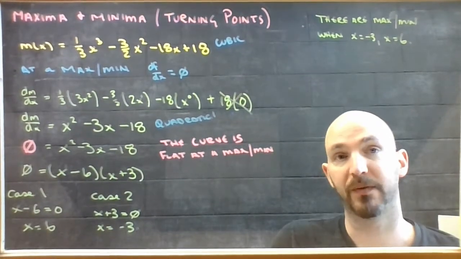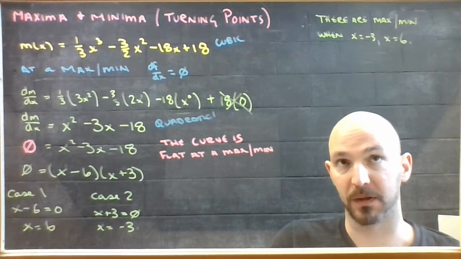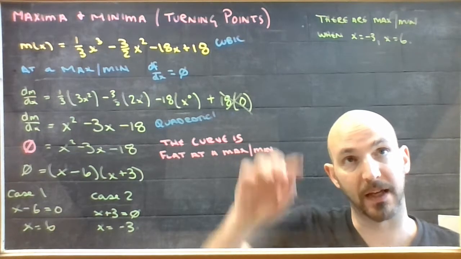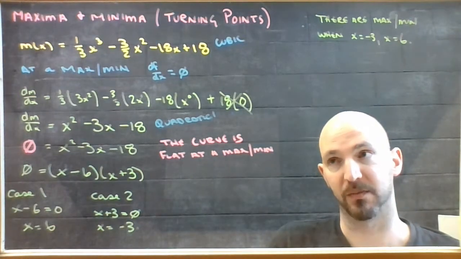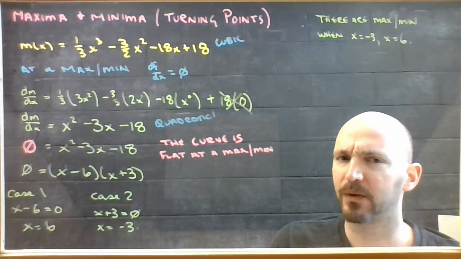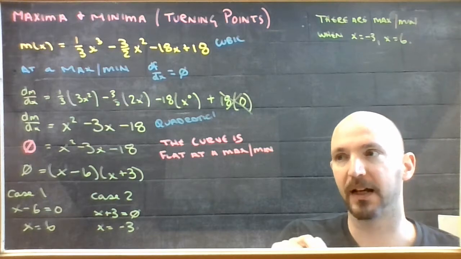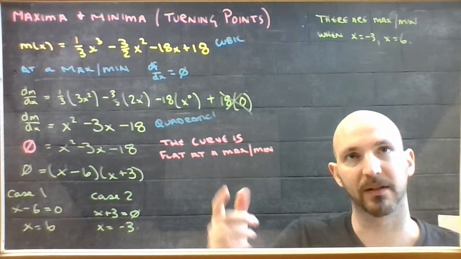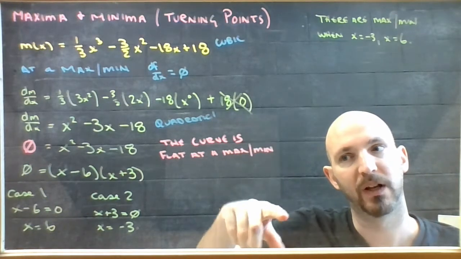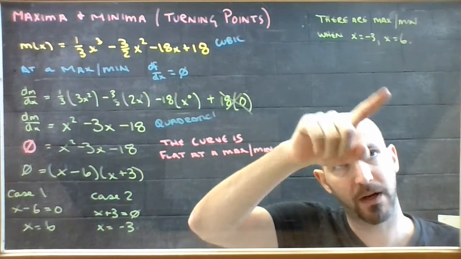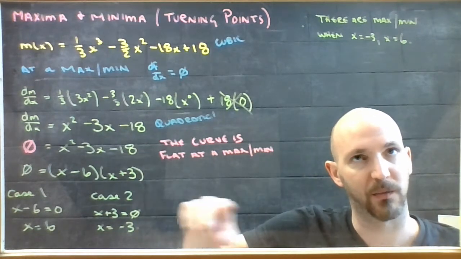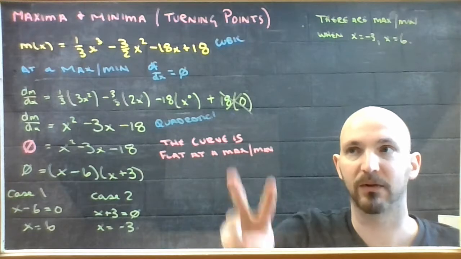Now, I don't know if it's a maximum or a minimum. I just know that the curve is flat at those 2 places. So I'm going to have to do a little bit more work to figure out which one's a max and which one's a min. And it's not hard work. The issue is that I don't know how high vertically these are. I know where they are horizontally, right? One's at negative 3 and one's at 6, but I don't know how far up to go.